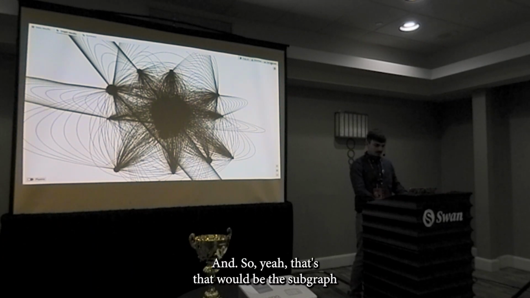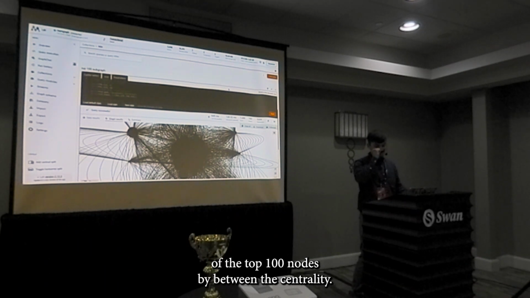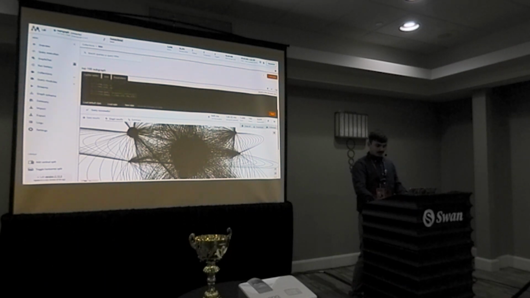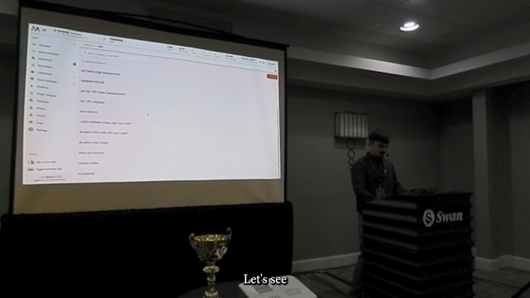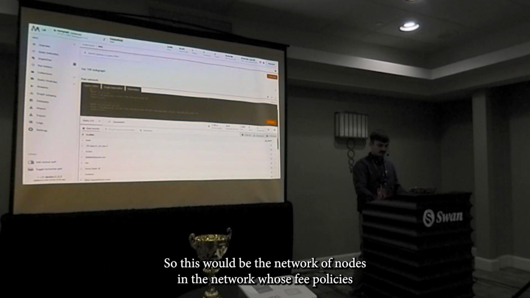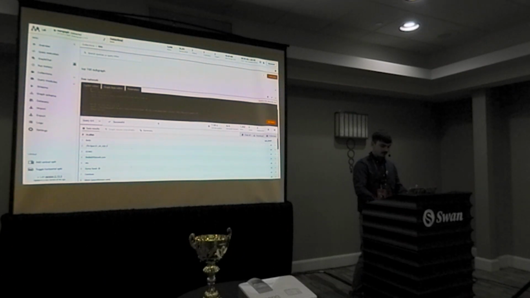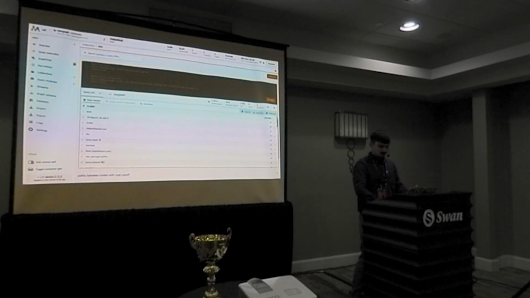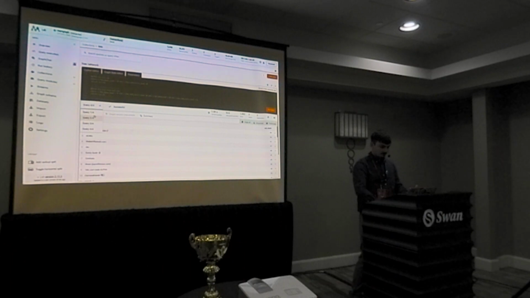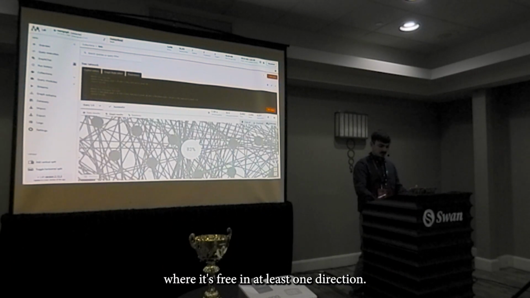And so yeah, that would be the subgraph of the top 100 nodes by betweenness centrality. Let's see what else. The free network. So this would be the network of nodes whose fee policies are 0 fee rate and 0 base fee. So this first one will be the graph where it's free in at least one direction.